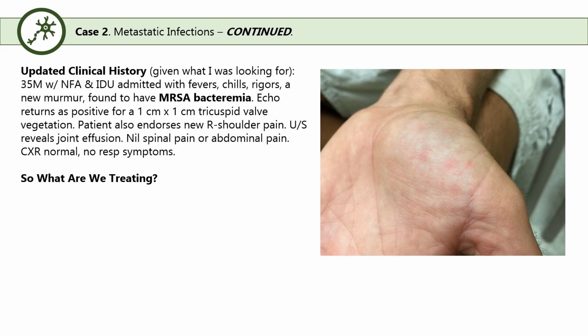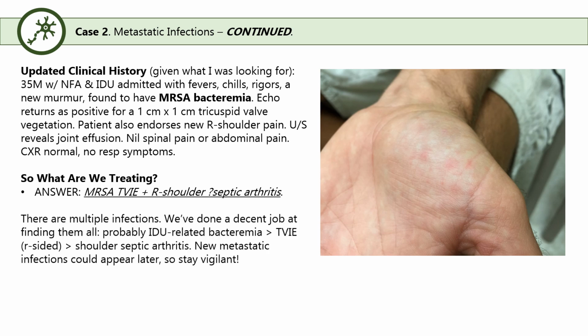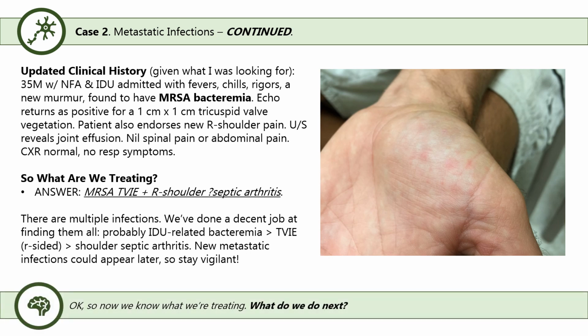So what are we actually treating here, and can we set up the right treatment plan and duration? This would be clarified as MRSA native valve tricuspid valve endocarditis with likely right shoulder septic arthritis. Therefore, there are multiple infections at play in this single patient. We've done a decent job at finding them all and making sure we know exactly what we're treating. Now that we've clarified this, what do we do next?